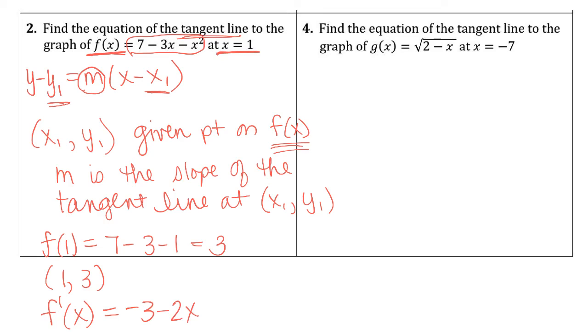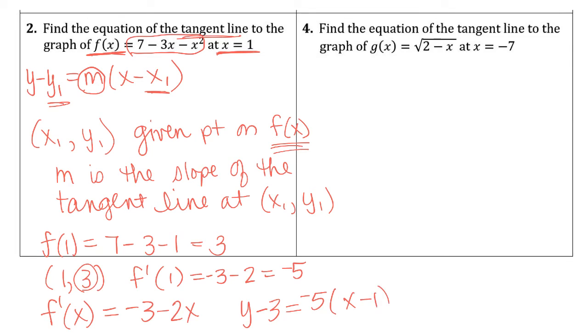Now, it's very quick to go through with the power rule. And I need to know, what is f prime at 1? So I substitute that in, and I'm going to get negative 3 minus 2, which is negative 5. So now I'm ready to write my equation of my tangent line. I'm going to say y minus y1, which is our 3, equals our slope times x minus 1. And this is going to be the equation of your tangent line.